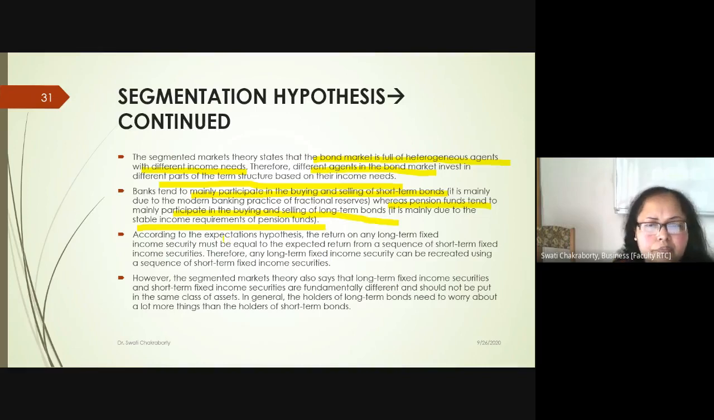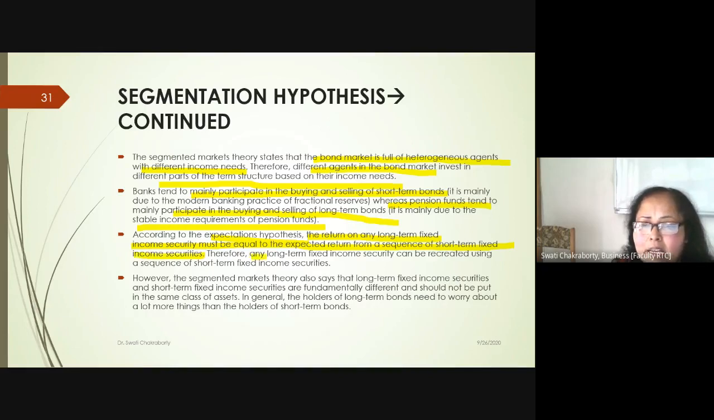Because it's pensioners' money. According to the expectation hypothesis, we said the return on any long-term fixed income security must be equal to the expected return from a sequence of short-term fixed income securities, right?